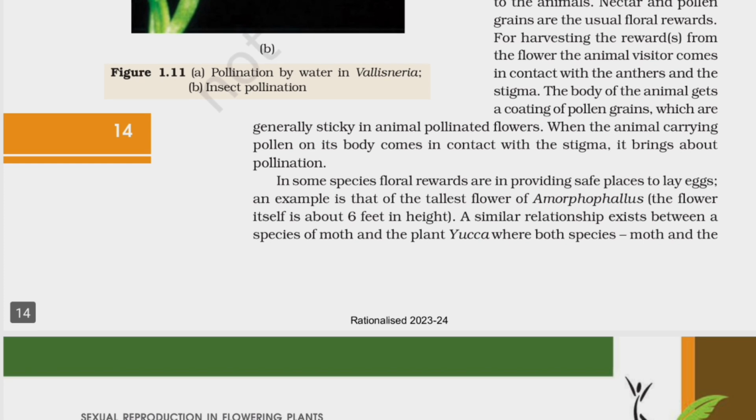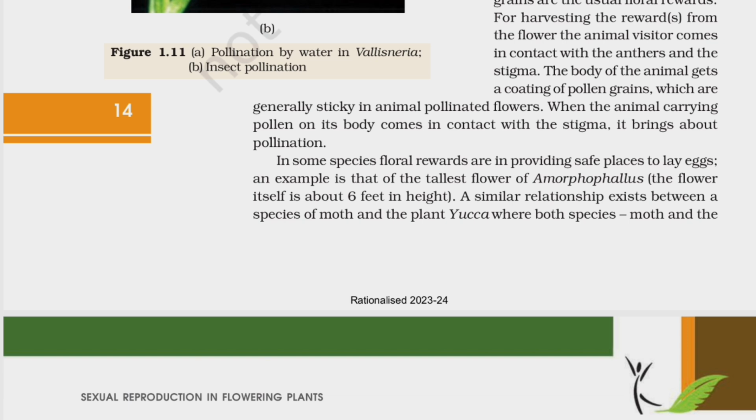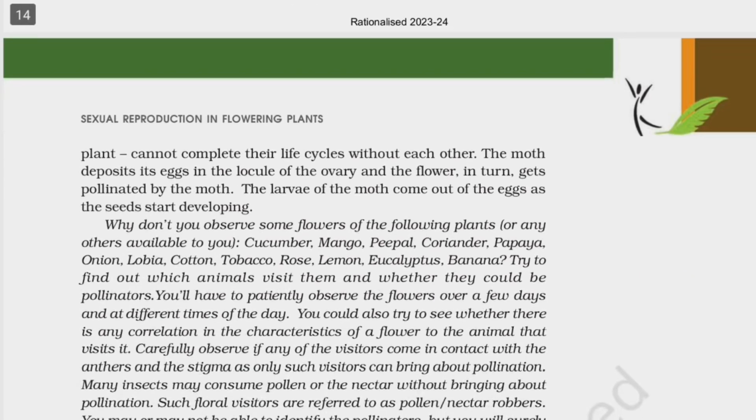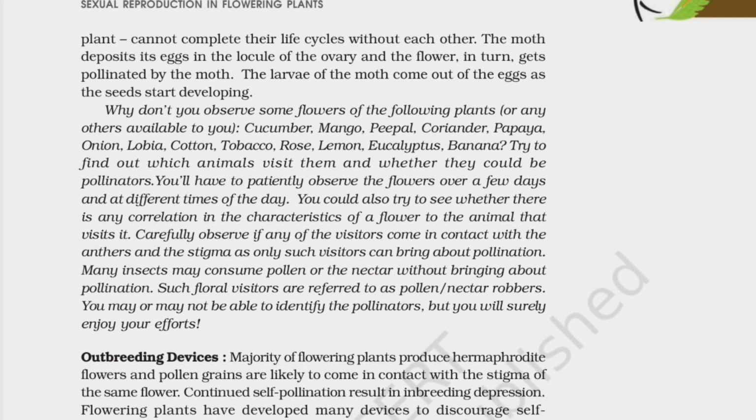In some species, the floral reward is providing a safe place to lay eggs. An example is that of the tallest flower, Amorphophallus. The flower itself is about 6 feet in height. A similar relationship exists between a species of moth and the plant Yucca, where both the moth and the plant cannot complete their life cycle without each other. The moth deposits its eggs in the locule of the ovary, and the flower in turn gets pollinated by the moth. The larva of the moth comes out of the egg as the seeds start developing.